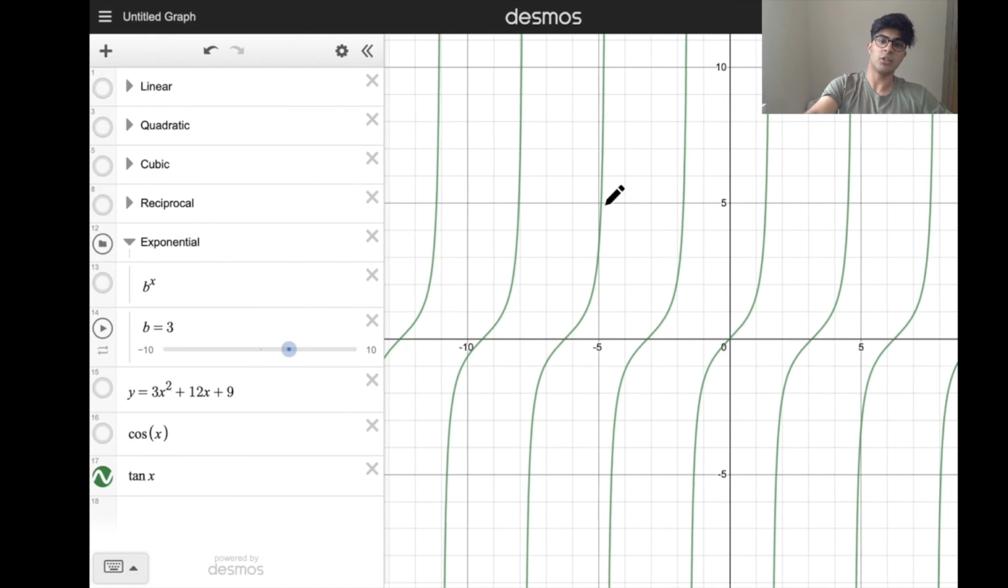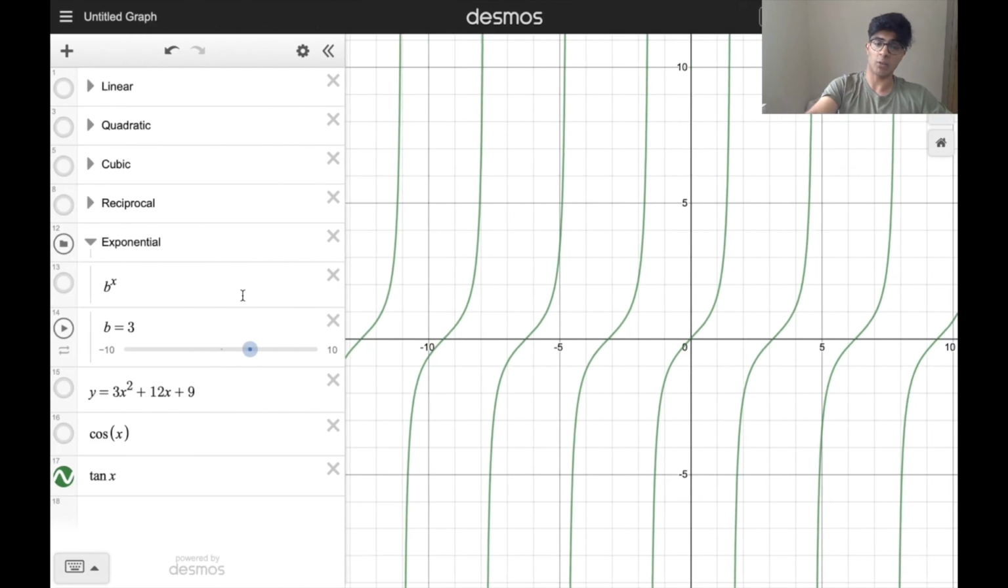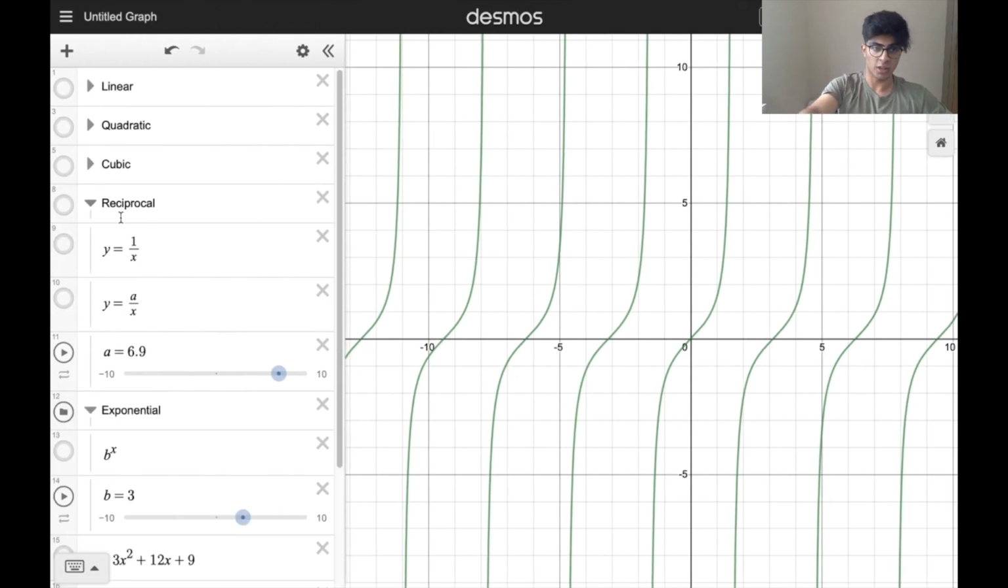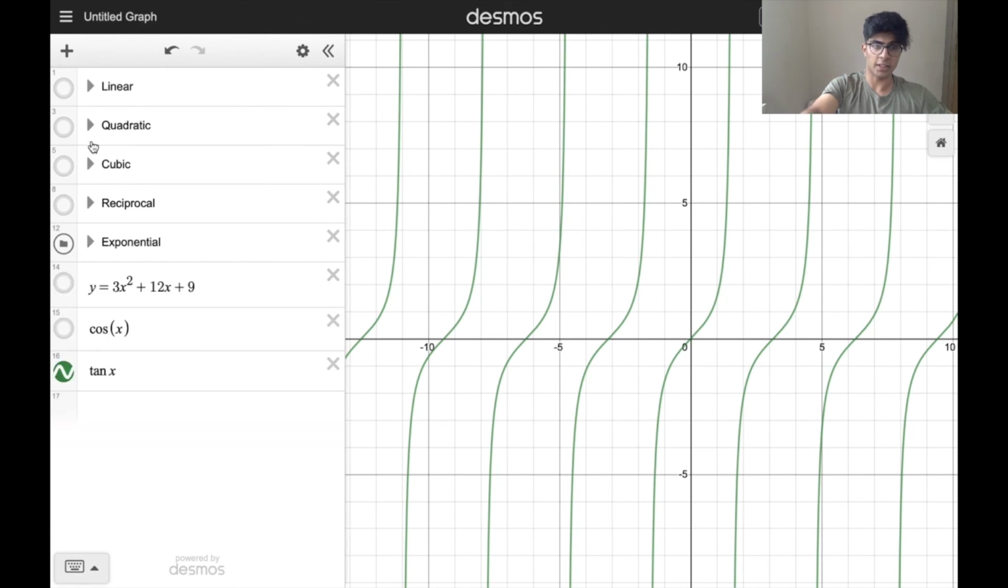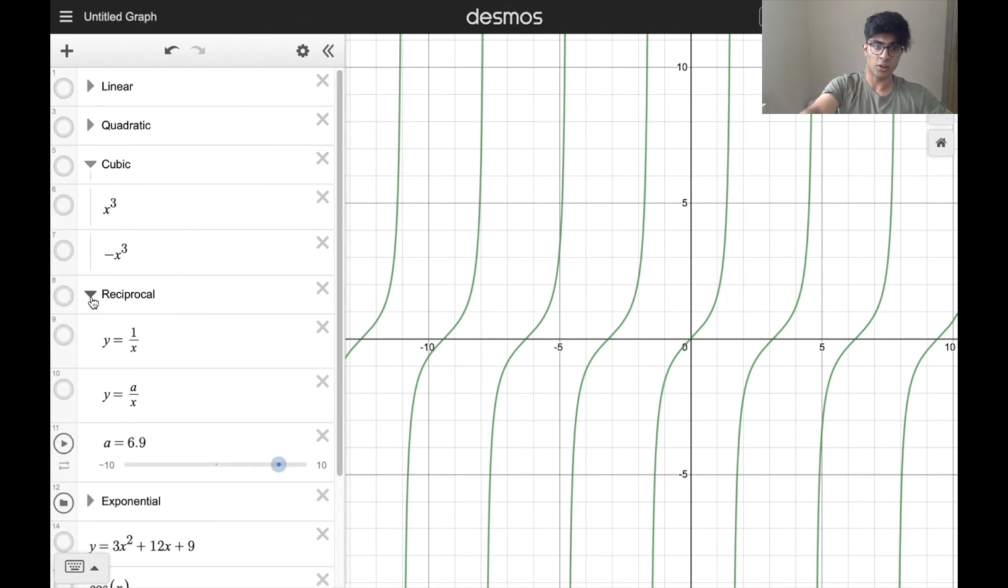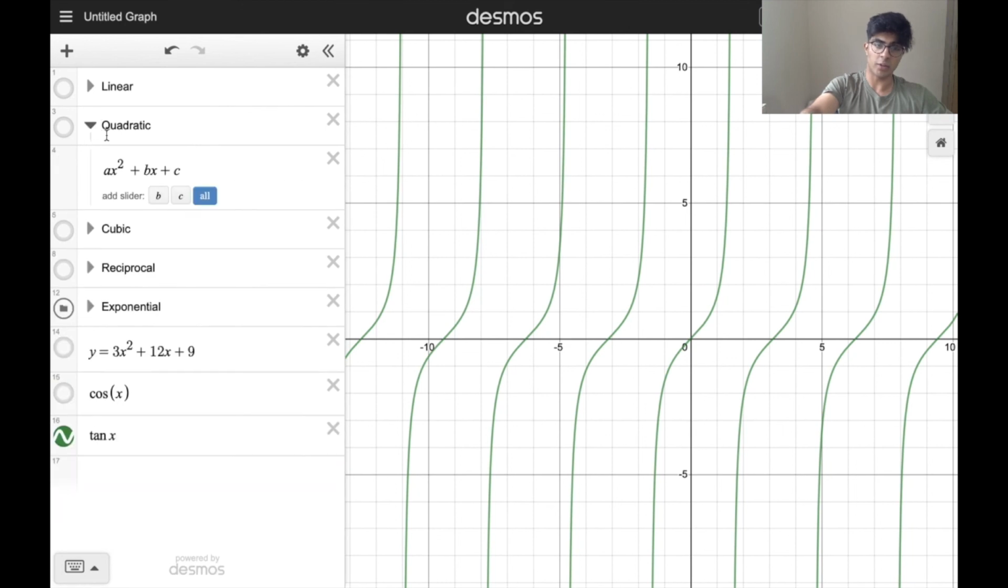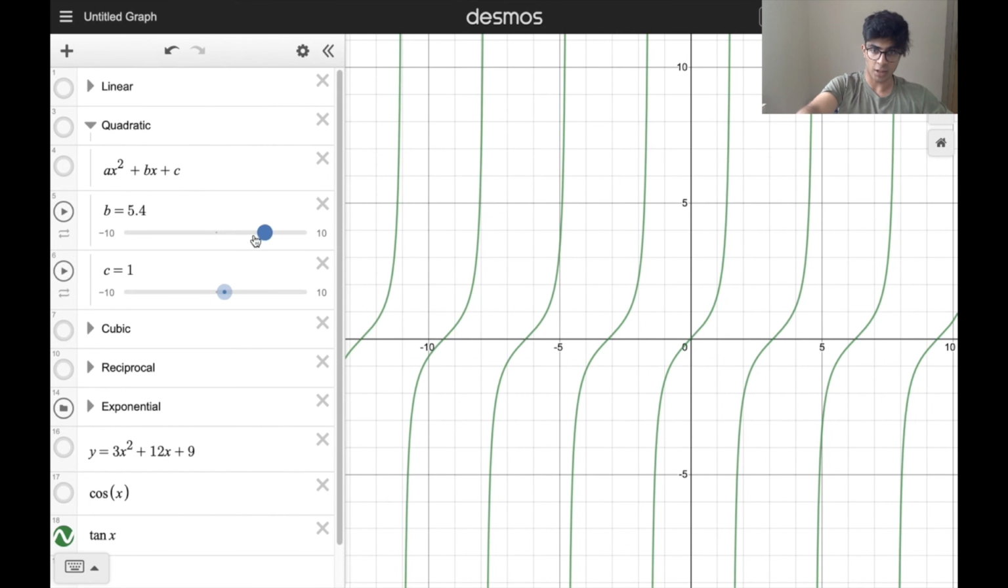And one good thing to do is go in Desmos and just play around with them. If you go to, say, a cubic function, or even a quadratic function, you can put in ax squared, and you add these sliders, and you can play around with this, and then see what different quadratics look like if you change the values. So it's quite useful to try this out.